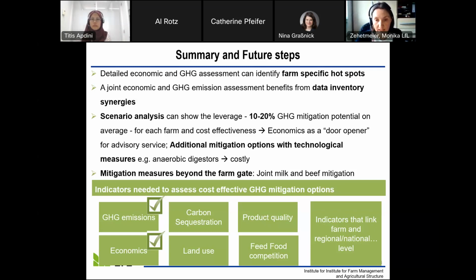Then land use and feed-food competition, which was also mentioned by Catherine, would be important indicators in the search for greenhouse gas mitigation options, as well as product quality. And I think it would be very nice if we can start to think about indicators that link the farm and the regional level. With that, I thank you for your attention, and I'm looking forward to the discussion.